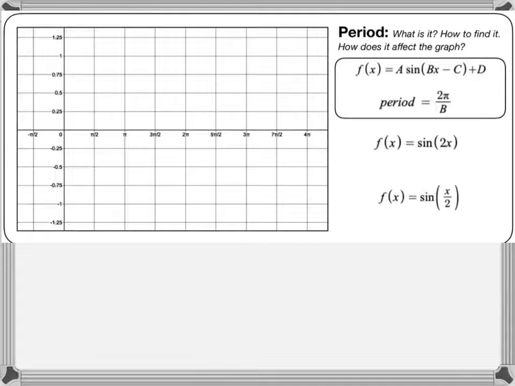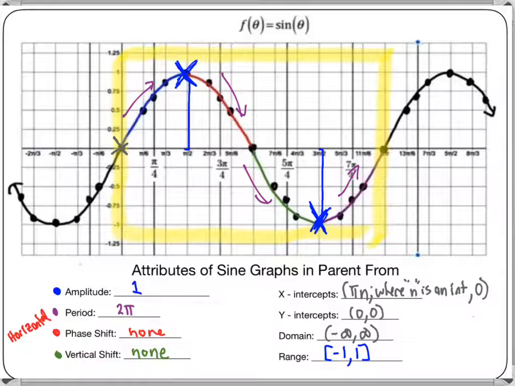Okay, so the period, if you remember back to the first part, which is right here, we said that the period is going to be 2 pi, and we said that that's because it is going to stretch from here to here, and that's when it starts to repeat itself. And so that's going to be the 2 pi that we got right here.